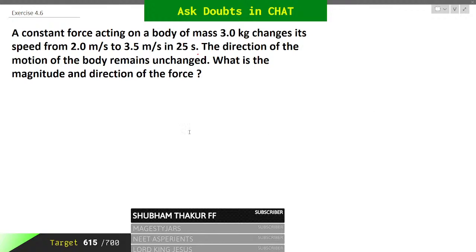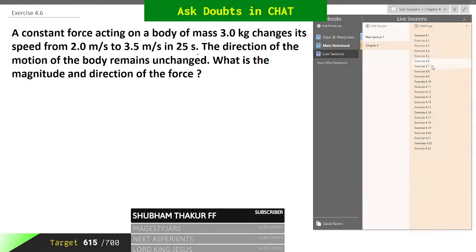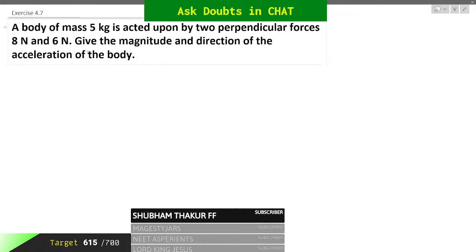So we have discussed this question. Now let's move to the next question. A body of mass 5 kg is acted upon by two perpendicular forces, 8 Newton and 6 Newton. Give the magnitude and direction of the resultant force and the acceleration of the body.